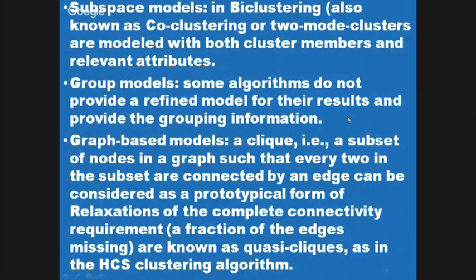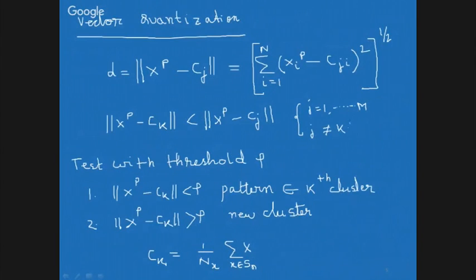Subspace models, in biclustering, are the two-mode clusters. These are modeled with both cluster members and the relevant attributes also. Otherwise, a group model is there if there is no clustering. That means some algorithms do not provide a refined model for their results, so you can just group it. That is a very basic method of grouping or clustering. And another is the graph-based model.